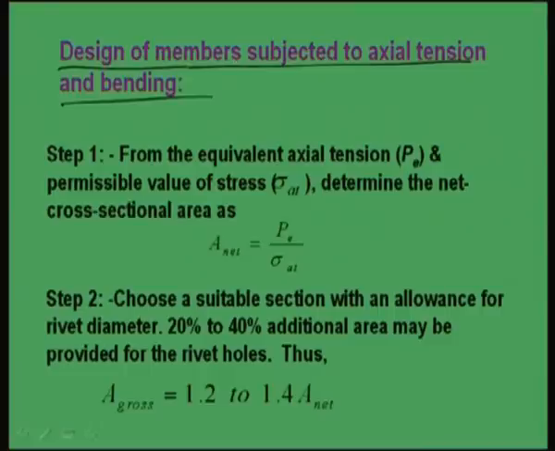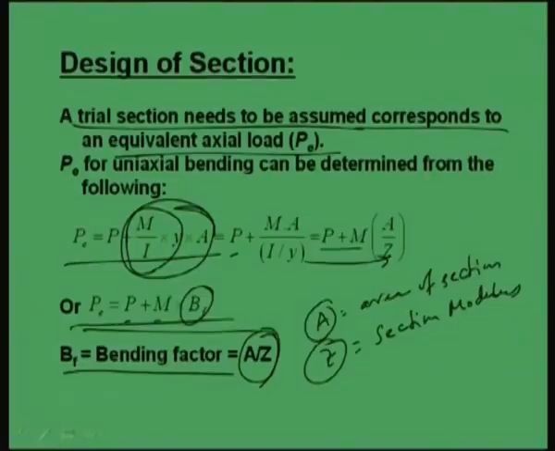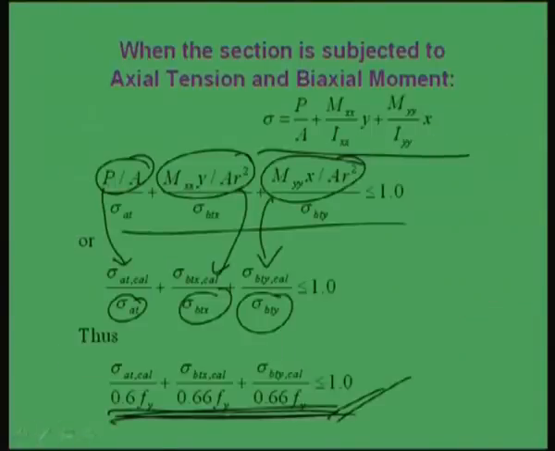So what we can do, in fact the things can be done in different ways as per the convenience of the designer. He can start, and finally he has to check this equation, that sigma AT cal by 0.6 Fy plus sigma BTX cal by 0.66 Fy plus sigma BTY cal by 0.66 Fy, which will be less than or equal to 1. So finally the designer has to check this equation whether it is okay or not. If it is not okay, the section has to increase.